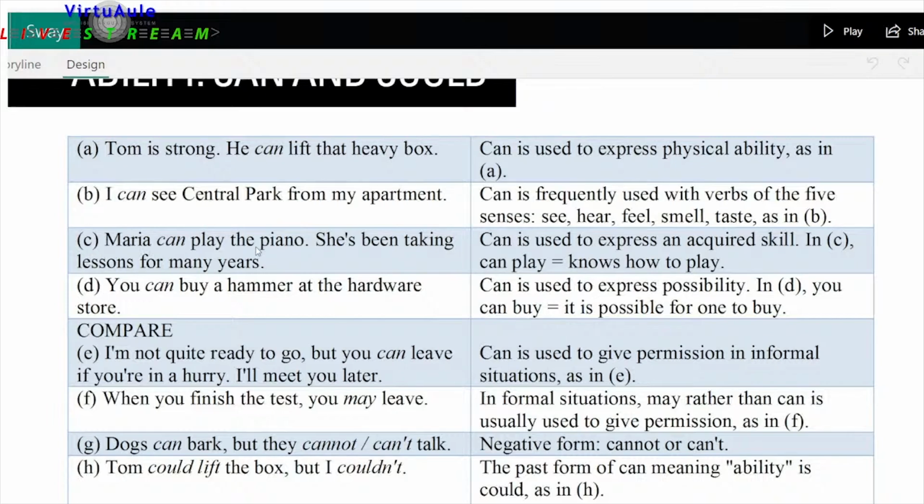C, Maria can play the piano. She's been taking lessons for many years. Can is used to express an acquired skill. In C, can play. She knows how to play. D, you can buy a hammer at the hardware store. Can is used to express possibility. Okay, so it is possible to buy a hammer. You can buy a hammer.